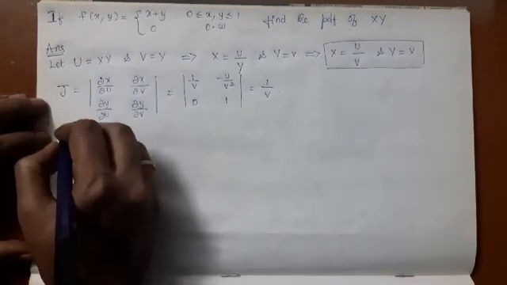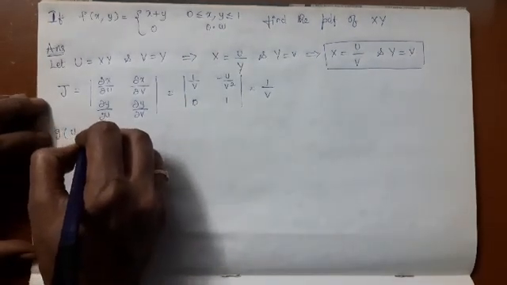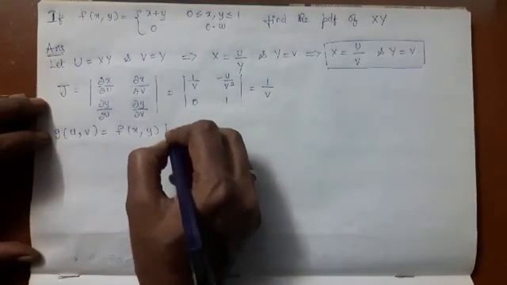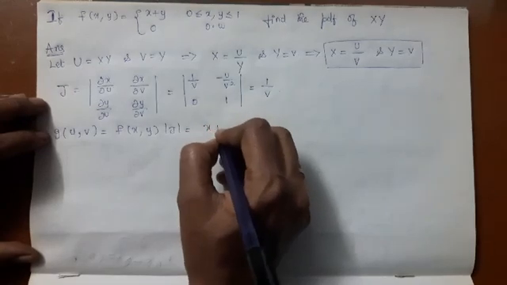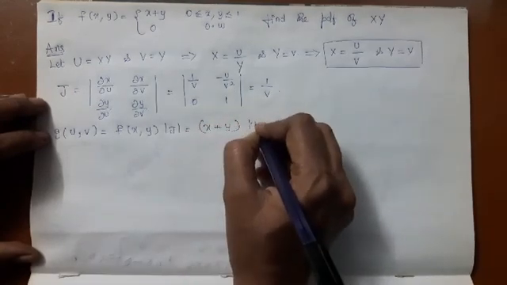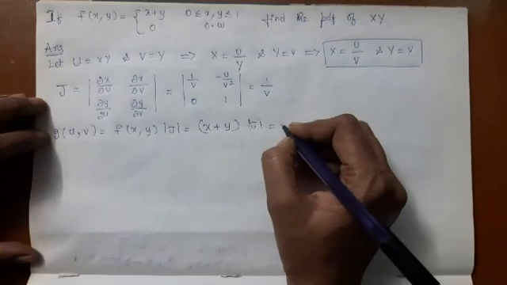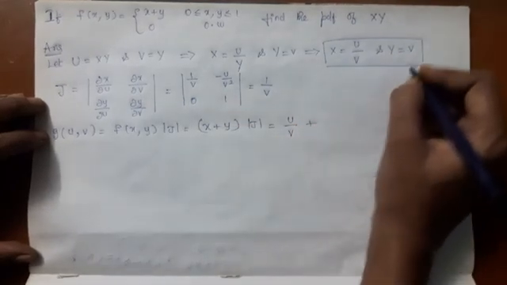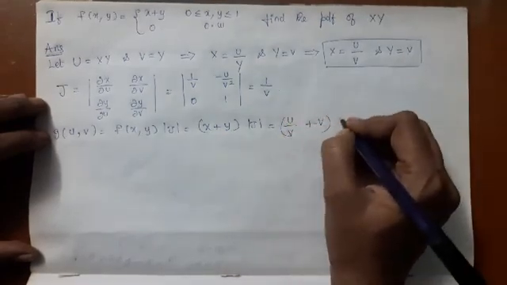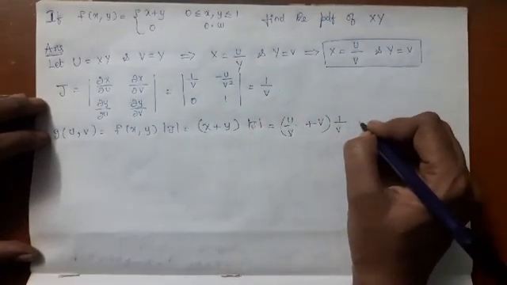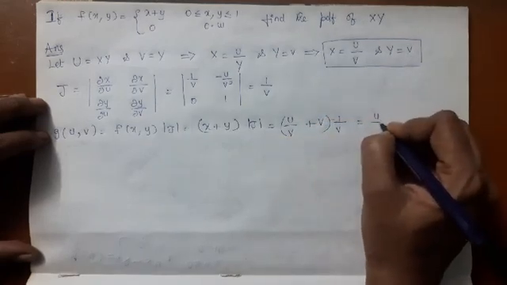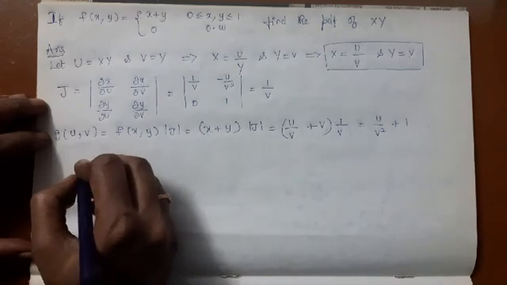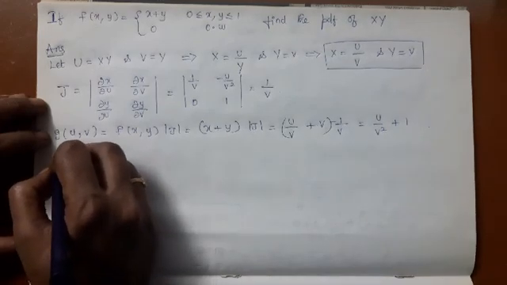Right? Now let us find g of u comma v, which is f of x comma y into Jacobian of transformation. F of x comma y is x plus y, but you want everything in terms of u and v. What is x? U by v. What is y? V. Into what is modulus of J? 1 by v. Multiply, you get v square plus 1. Fine? Okay.